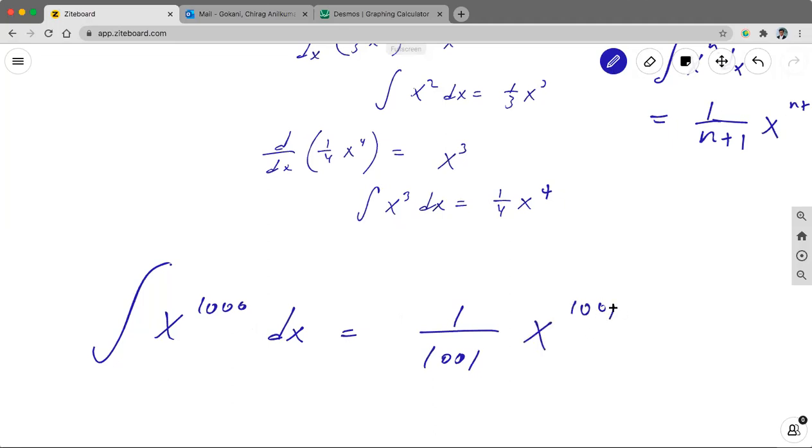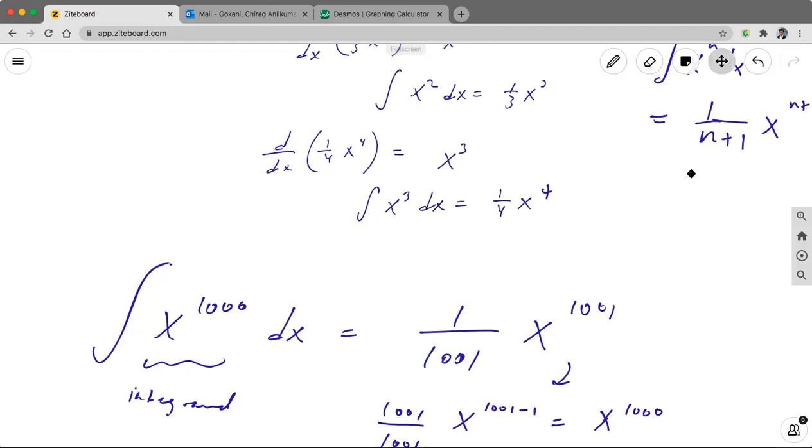Good. And you can always check your answer by differentiating this, right? If you differentiate this, you better get this. The thing inside the integral is called the integrand, okay? So by differentiating the result, you should get the integrand. And indeed, if you differentiate this, you get 1,001 divided by 1,001. Now I'm using the power rule, our old friend, the power rule. And 1,001 minus 1, and that's indeed 1 times x to the 1,000, which is x to the 1,000.